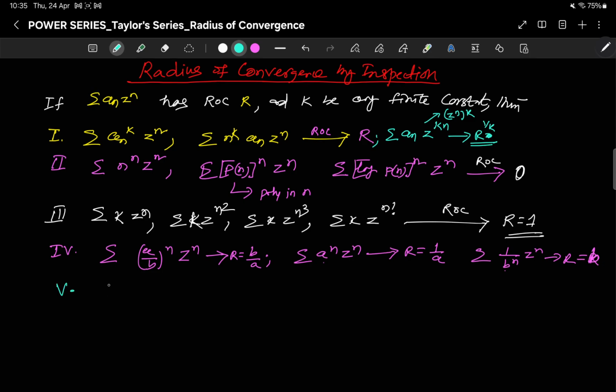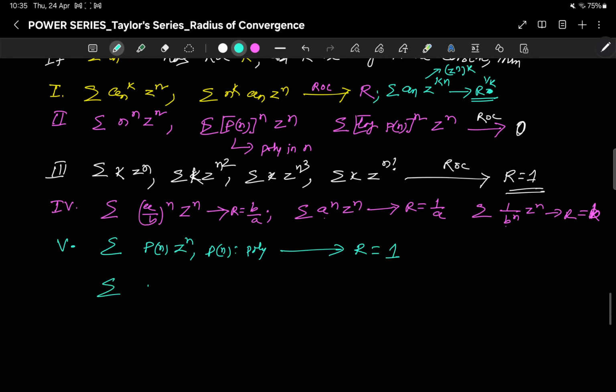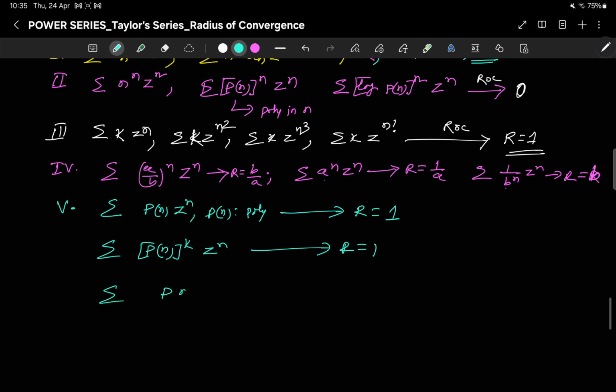Now if p(n) is a polynomial, then sum p(n) z to the power n has the radius of convergence 1. Similarly, if I take the power of some k power p(n), then here also the radius of convergence is 1. Suppose I take the quotient, p(n) by q(n), these polynomials, then here z to the power n has also the radius of convergence 1.